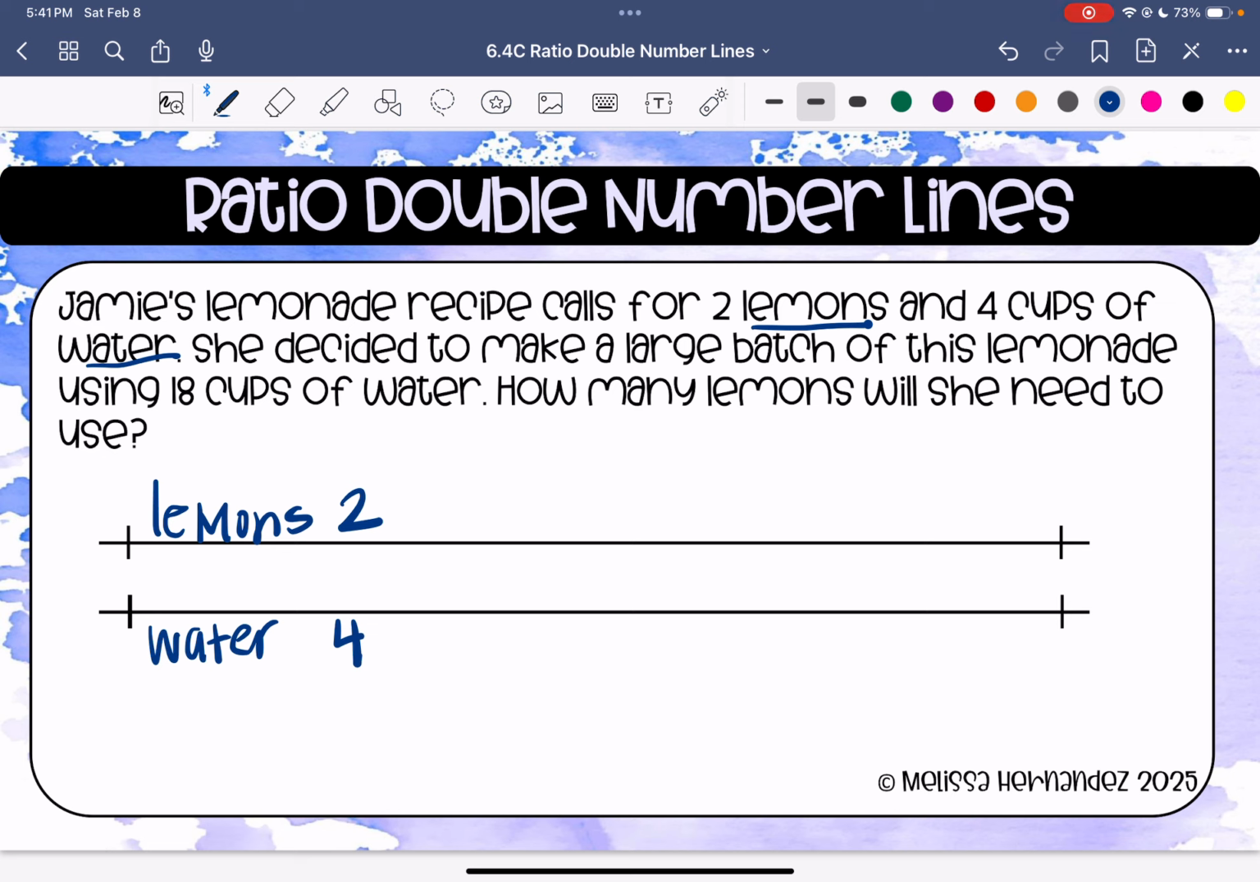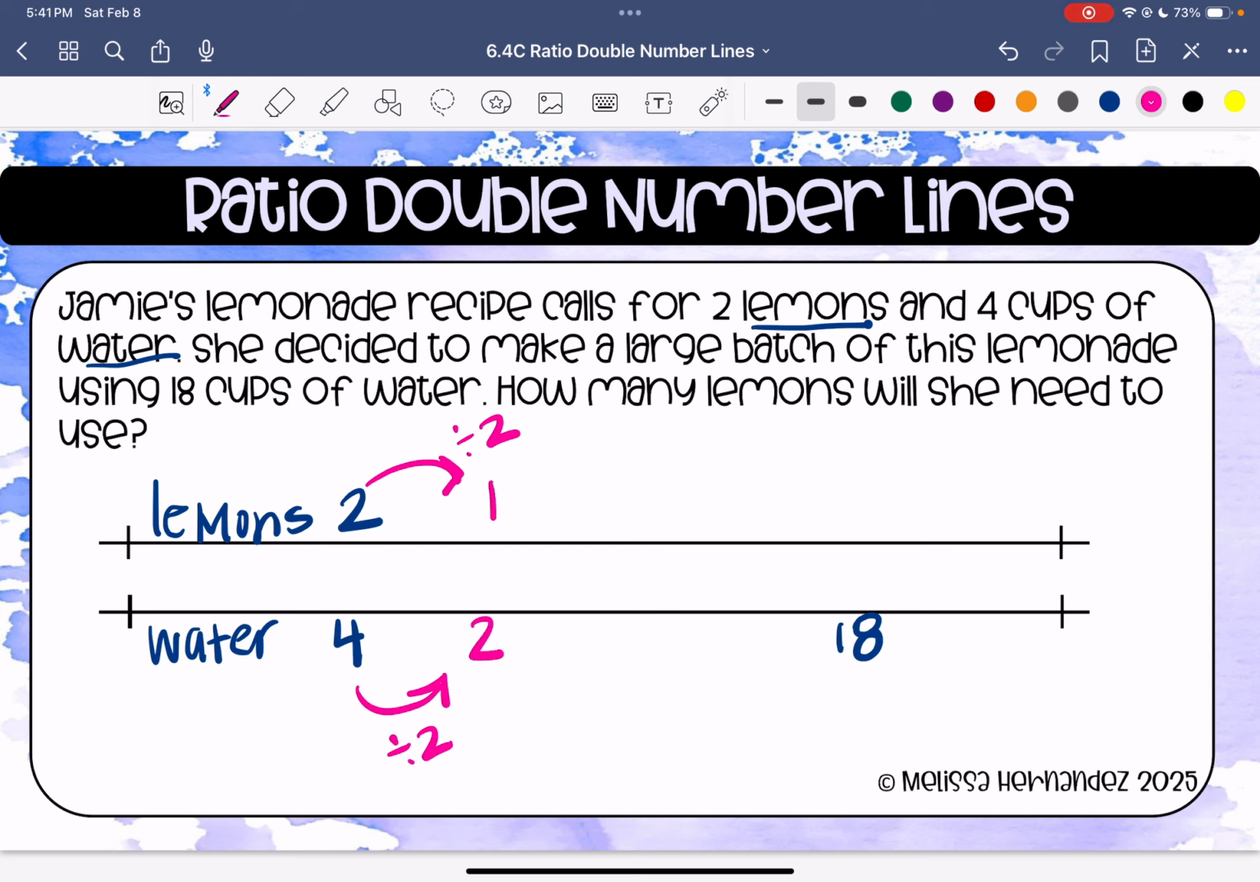That's not bad, but I want to get to 18 cups of water. It's getting bigger, so you're going to be multiplying. There's a couple of ways to do it. You can always scale up, or you could scale down. So I am going to scale down, meaning divide both by 2 or multiply by half. I end up with 1 to 2.